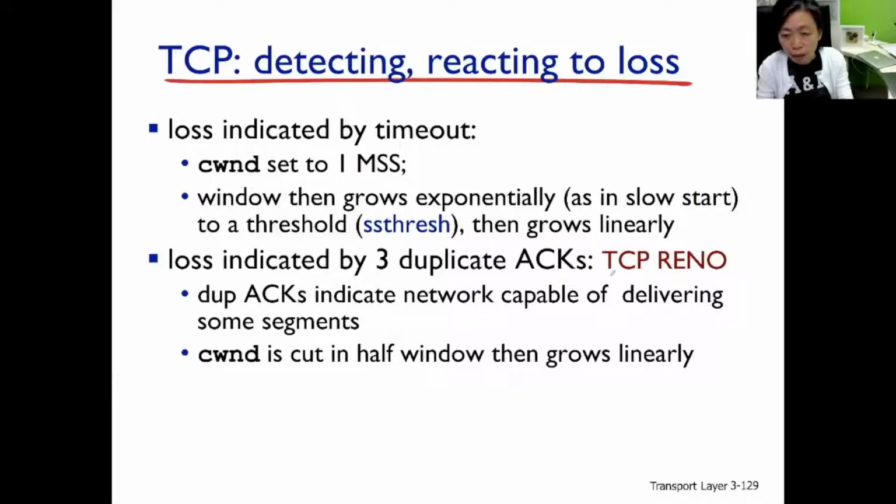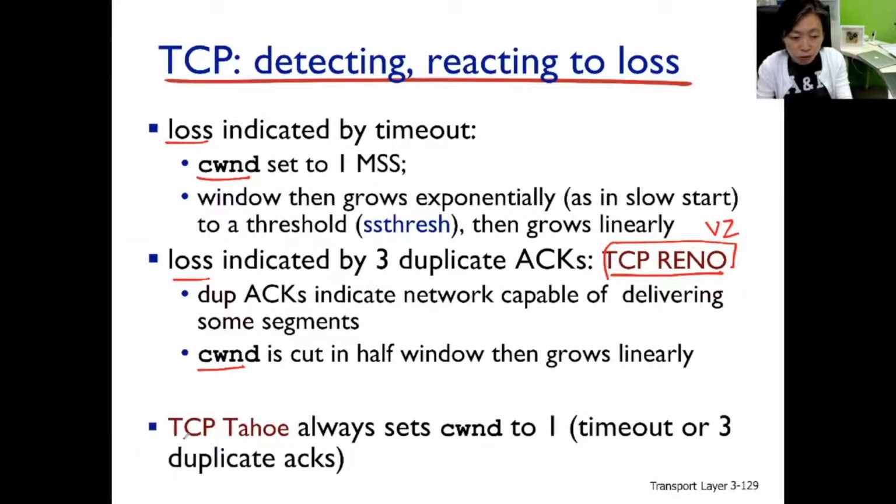Second point, the whole mechanism differentiating how we adjust the window size depending on the type of loss being detected is implemented in TCP Reno. Yeah, I know, TCP designers are a bit weird. They like to call different versions of TCP with names instead of using a number. So Reno there is essentially version 4, TCP version 4. There's another version of TCP, TCP Tahoe. So this is actually the first generation.